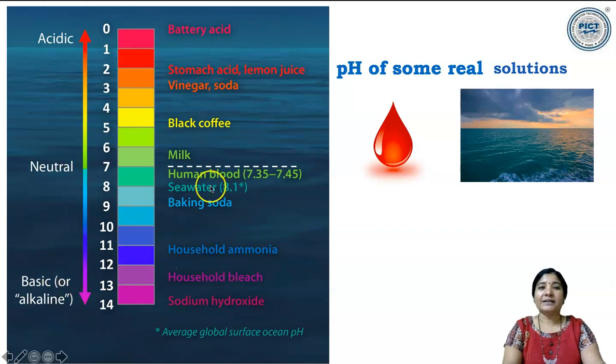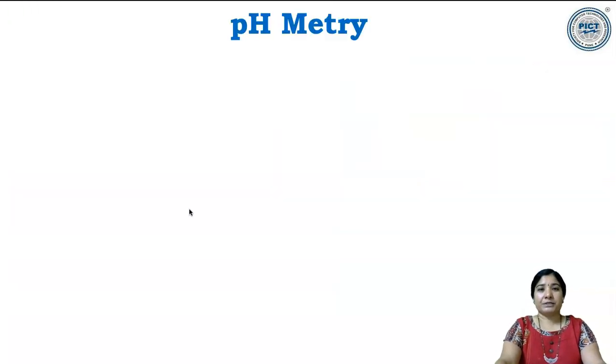And here on the right side, these are the different samples. Here we can see that the pH of a human blood sample is 7.35 to 7.45. So it is a little bit alkaline in nature, not highly alkaline. And regarding the pH of seawater, here it's mentioned as 8.1, but it can vary. This is the average global surface ocean pH measured. So once we know this, let us see pH metry and how it is useful.